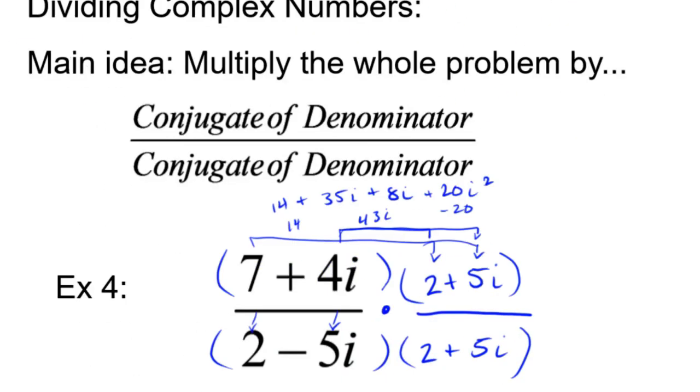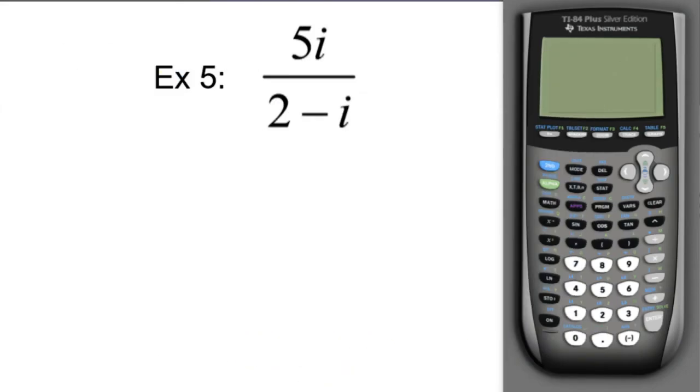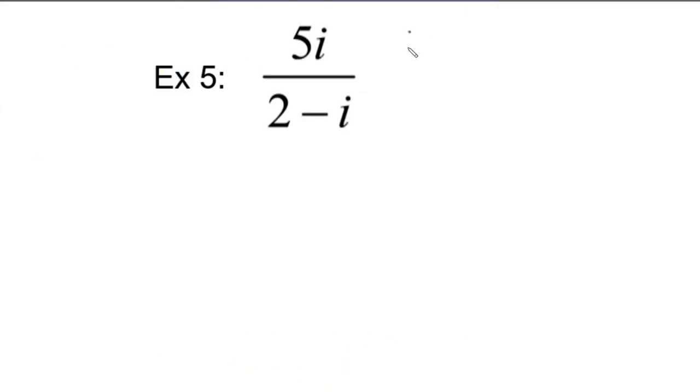Here's another example. This is the last example before the homework. So here, I want you guys to try to work this problem out. Remember that you multiply the top and the bottom by the conjugate of the denominator over the conjugate of the denominator. So do that, simplify it out, split it into a complex number, and get back with me.